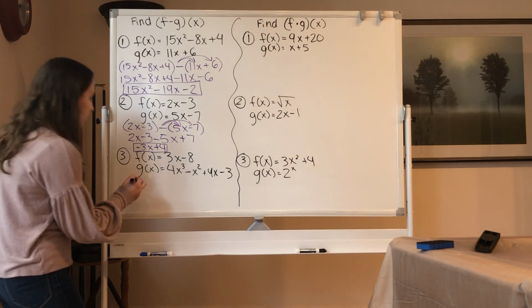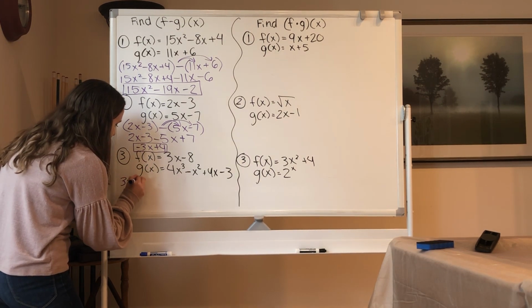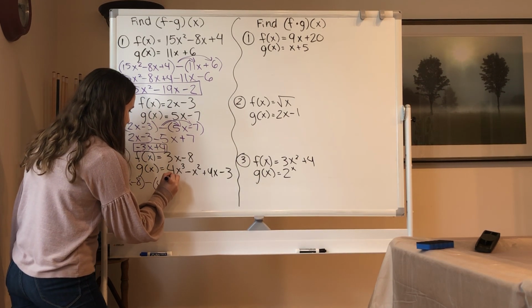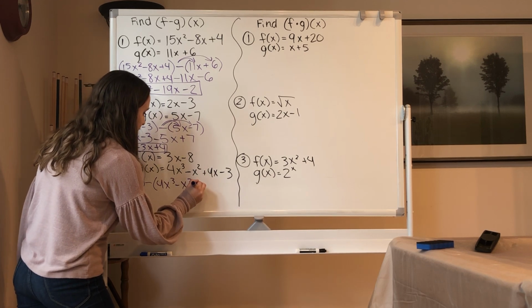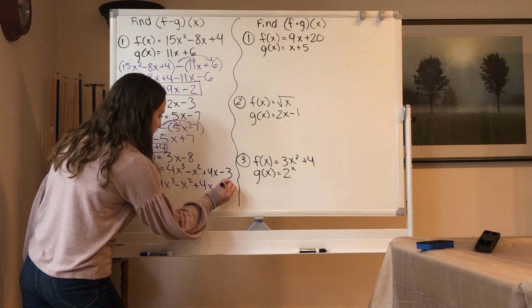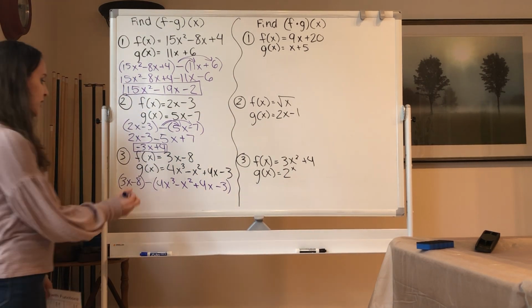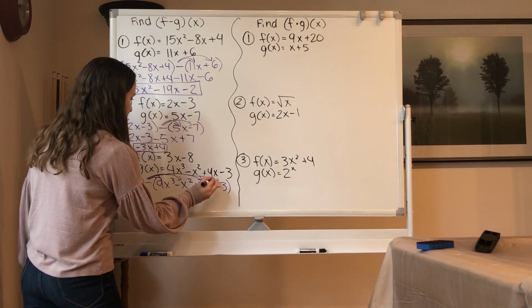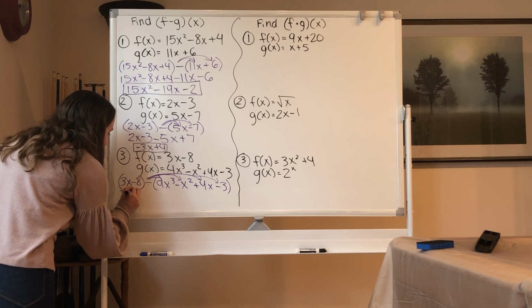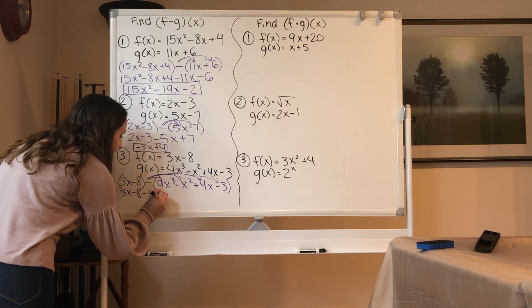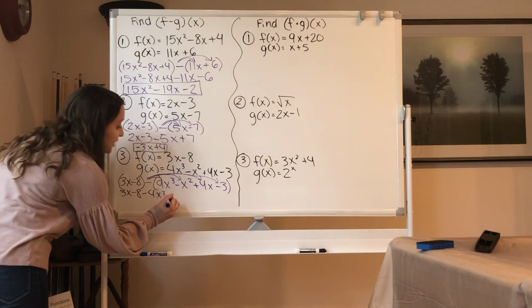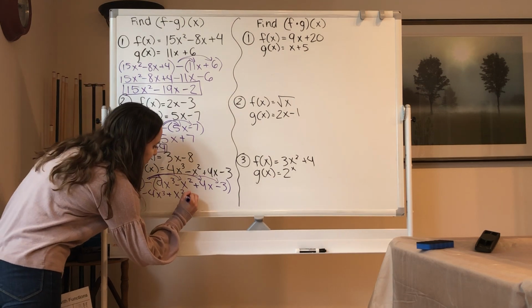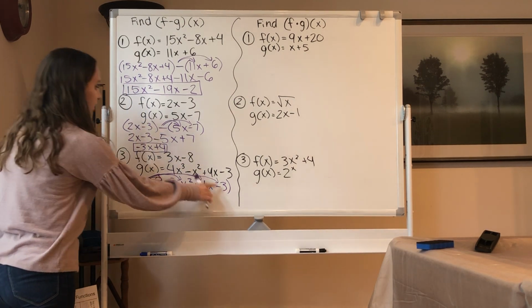Now for our last one, we have 3x minus 8 minus 4x cubed minus x squared plus 4x minus 3. We're going to distribute that negative all the way through. So now we have 3x minus 8 minus 4x cubed plus x squared minus 4x plus 3.